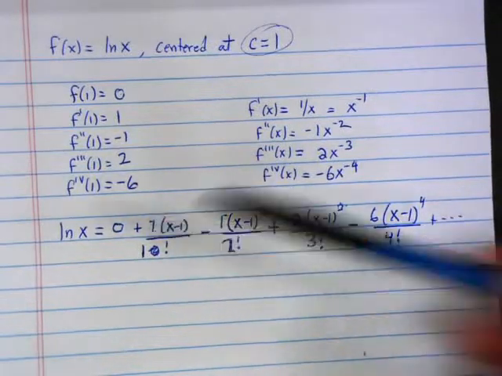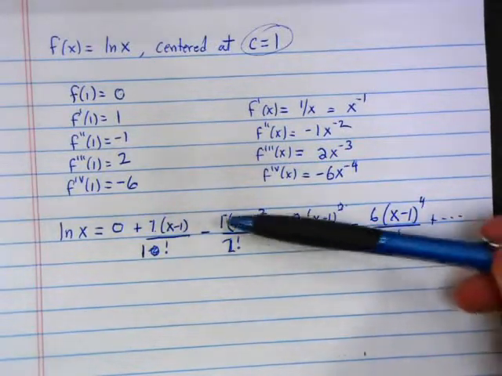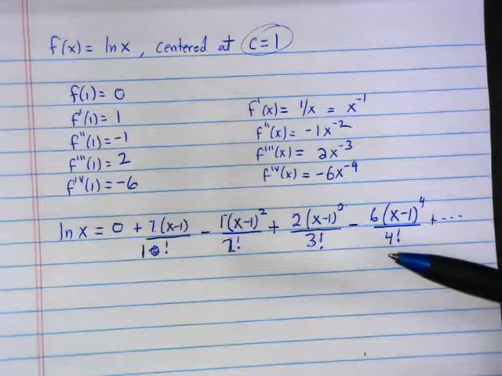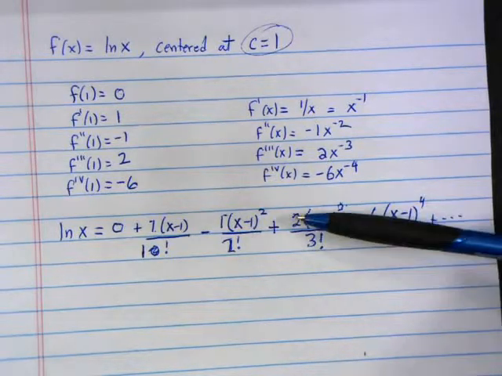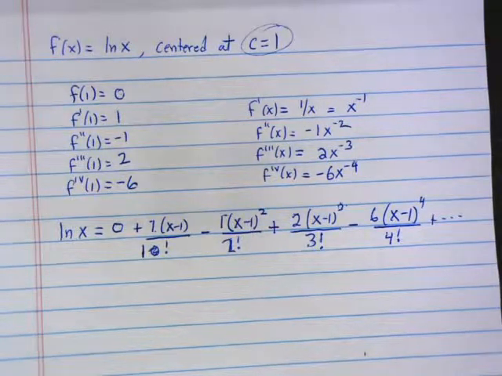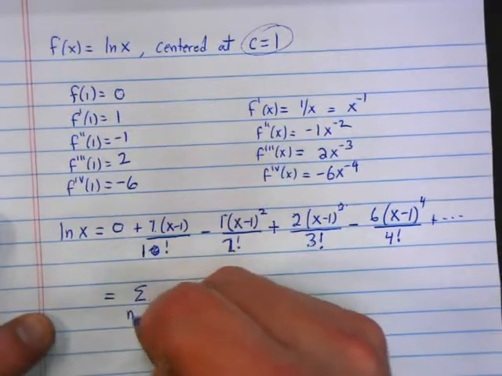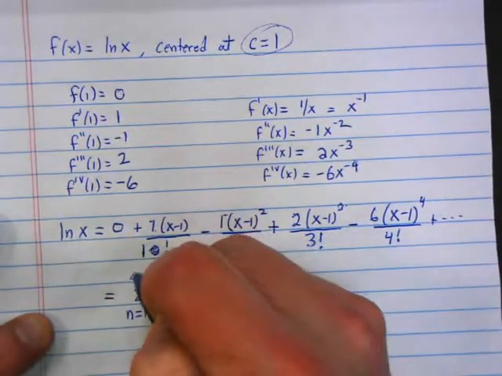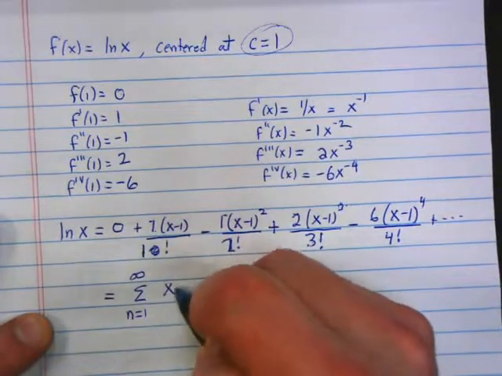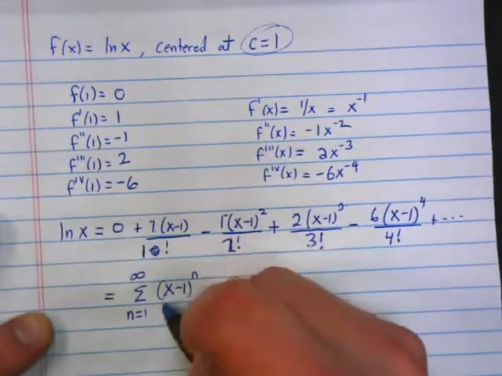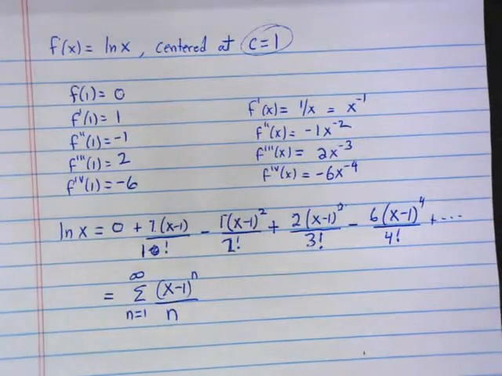What's 1 divided by 1? What's 1 divided by 2 factorial? 1/2. What's 1 divided by 3 factorial? 1/6. What's 1 divided by 4 factorial? 1/24. What's the next one going to be? 1/120. So this is the sum from n equals 1 to infinity. I have x minus 1 to the n divided by n.